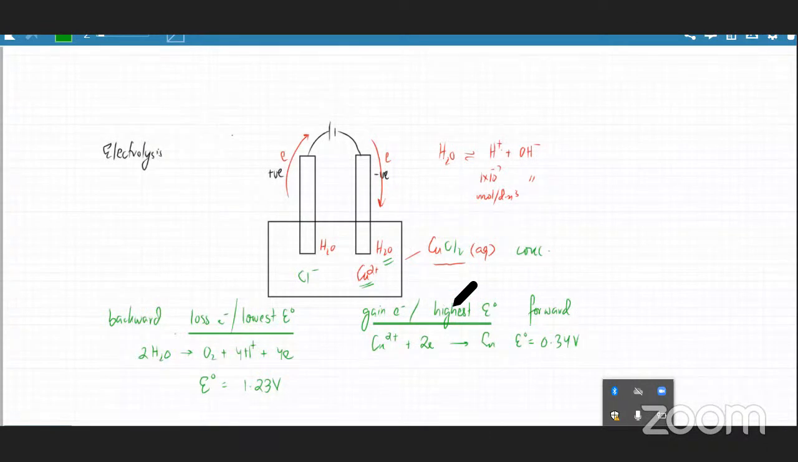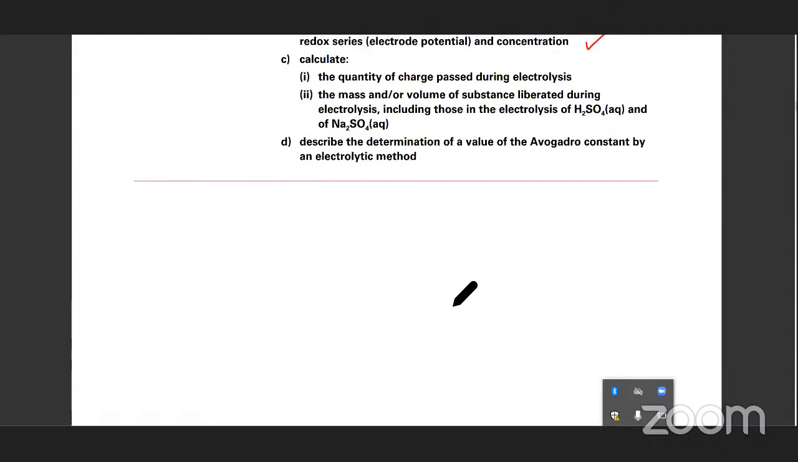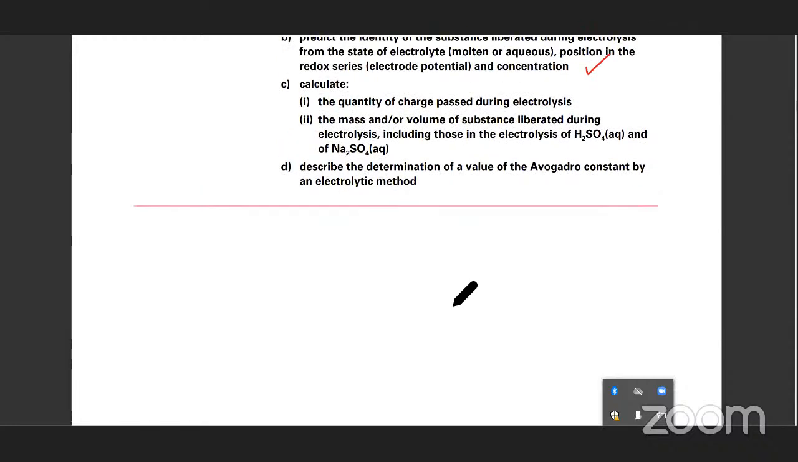Yes sir. So then you have described the determination of the value of the Avogadro constant by the electrolytic method.